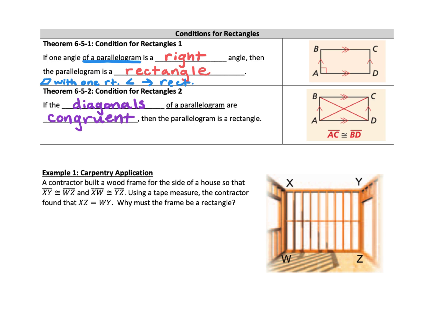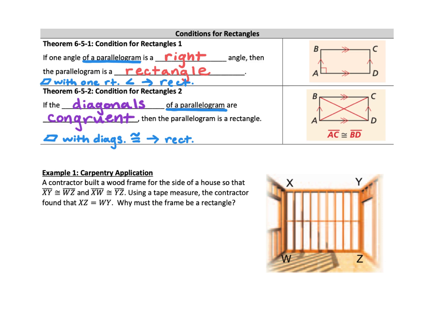The second condition for rectangles is if the diagonals of a parallelogram are congruent, then the parallelogram is a rectangle. As before, this theorem only applies if we know that the quadrilateral is a parallelogram. You can abbreviate this theorem with the theorem number 6-5-2 or with parallelogram with diagonals congruent, arrow, rectangle.